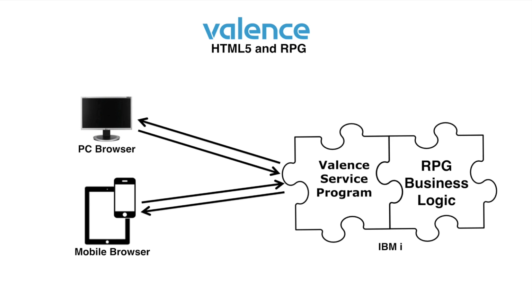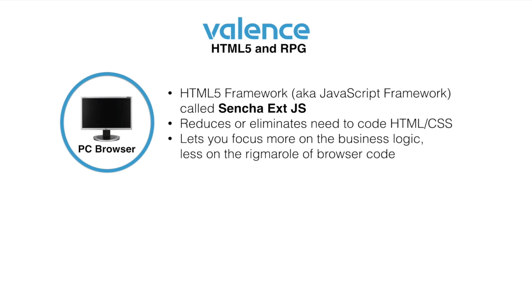So let's talk about that for a moment. In Richard's browser demo a moment ago, the secret sauce behind all those apps you saw was an HTML5 or JavaScript framework called ExtJS, which is made by a company called Sencha, and Valence includes ExtJS in its framework. The point of the framework is that it reduces or eliminates your need to code HTML and CSS and lets you focus more on the business logic, so you're not so consumed with the rigmarole of doing the browser code to get the user interface to look just right.